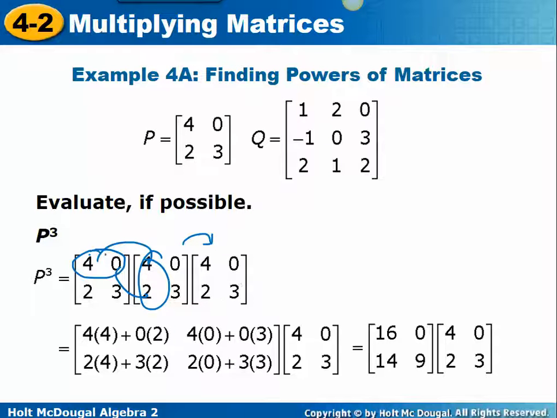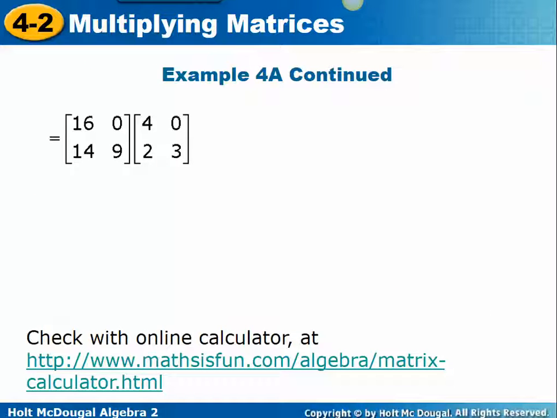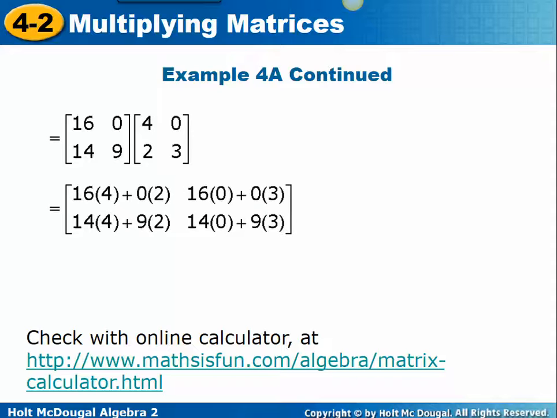So when we multiply the first p by the second p, p squared, we get this. Notice that these are not equal to, like, 2 squared is not 14. That's not how we get those numbers. And then you would multiply this by p again in order to get our solution of 64, 0, 74, 27. And I would definitely check this using the online calculator or using a graphing calculator.